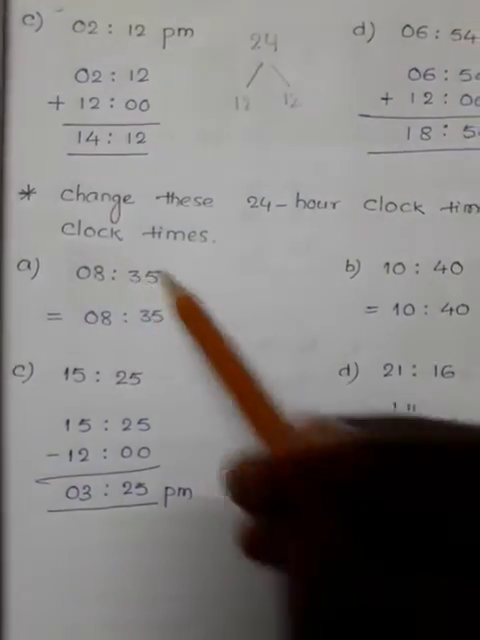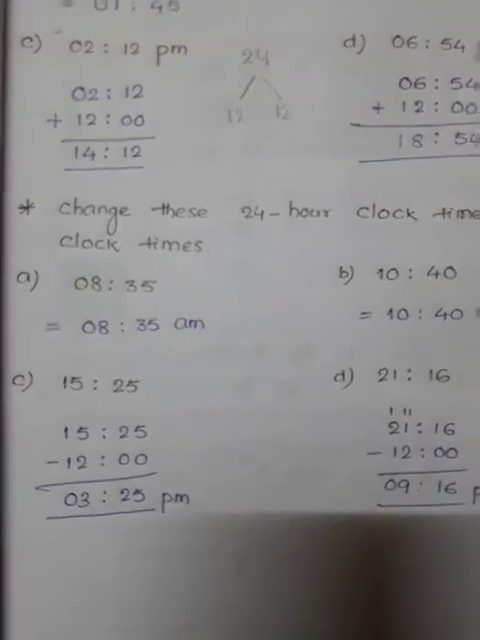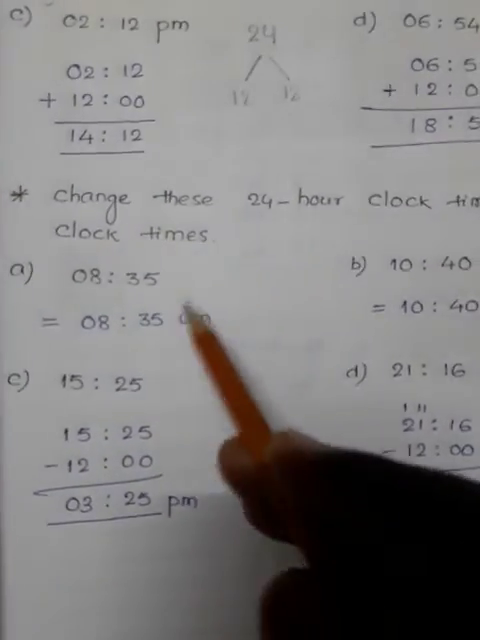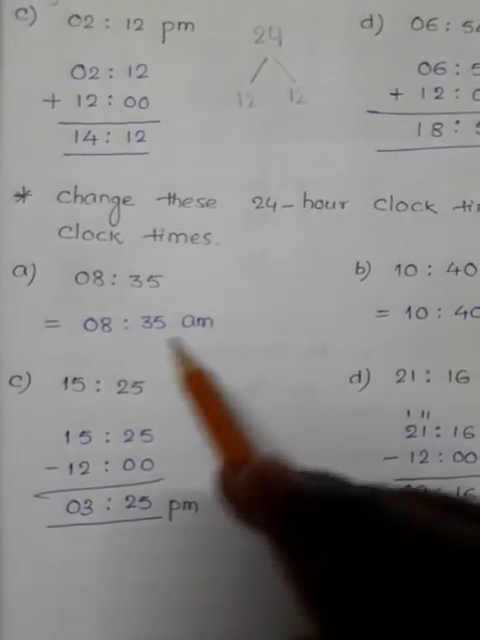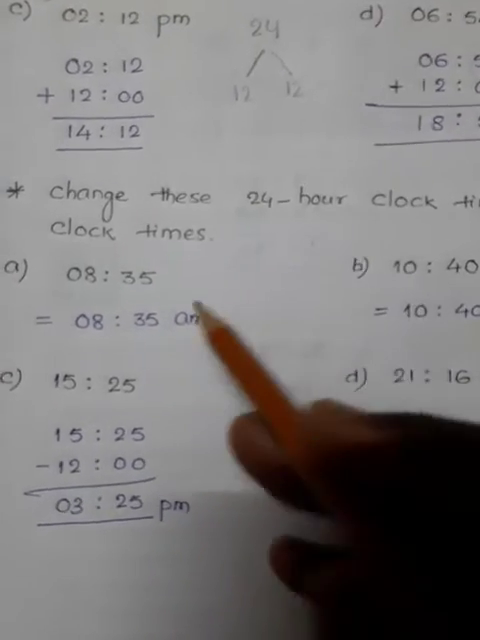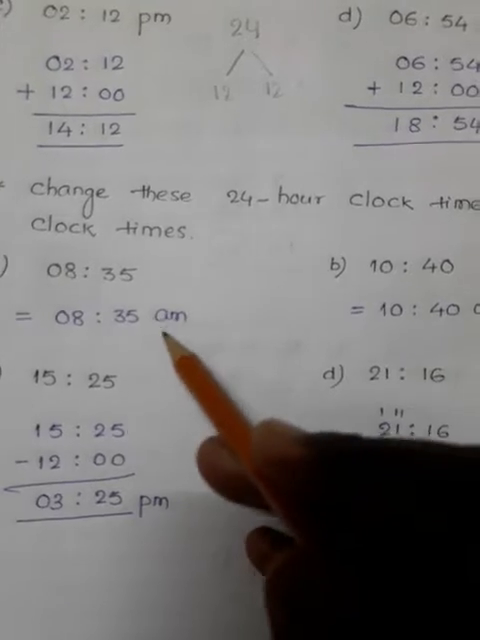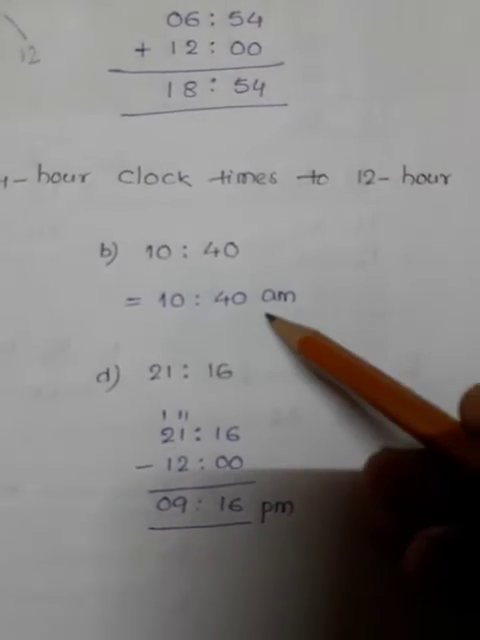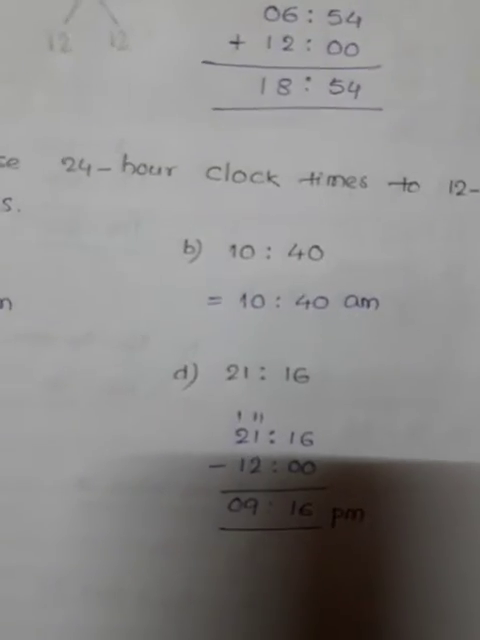So 8:35. There is no AM or PM, but 8 is what? It is less than 12. So less than 12 means write it as it is, 8:35 AM. That's it, because in a 12 hours clock, we should write AM or PM. Next is 10:40. So 10:40 AM, because again it is less than 12.